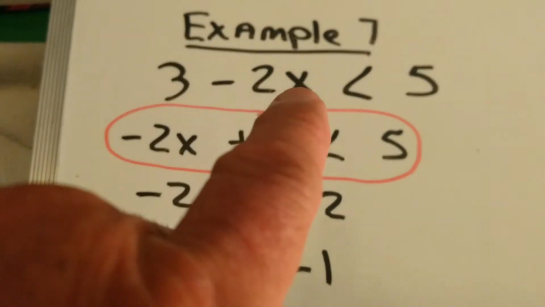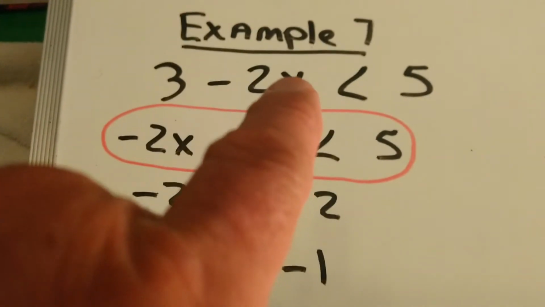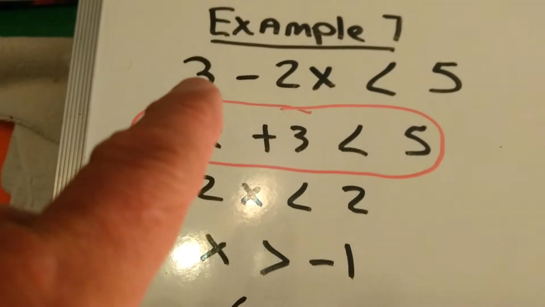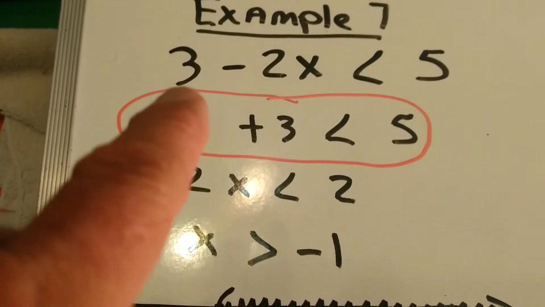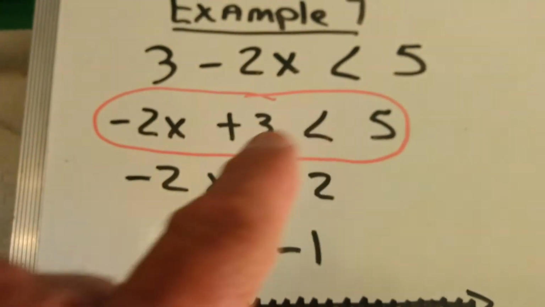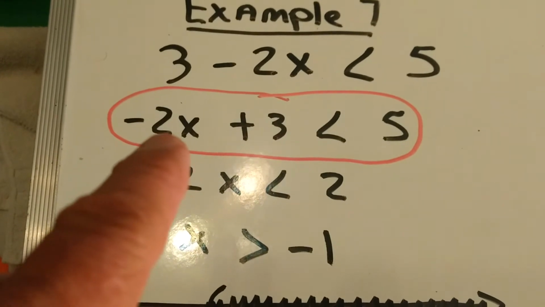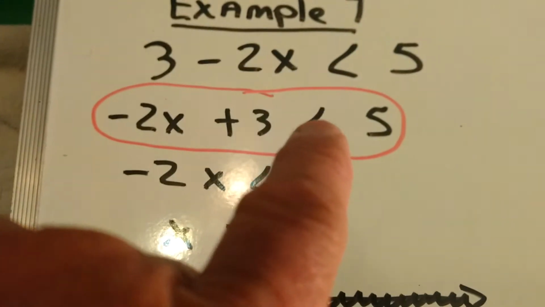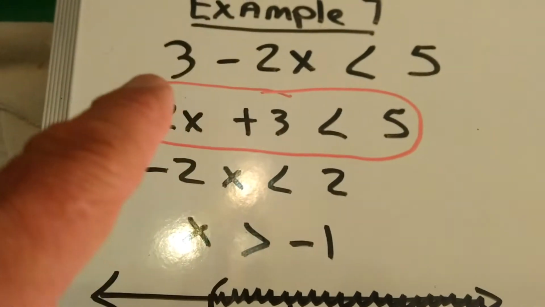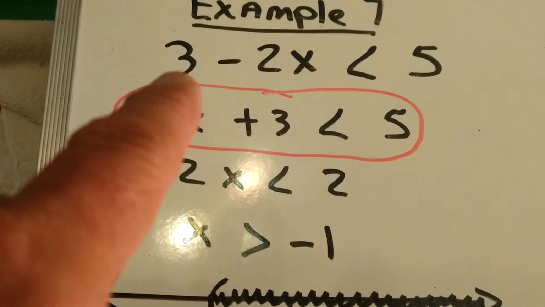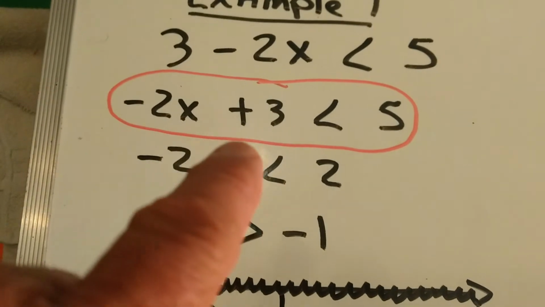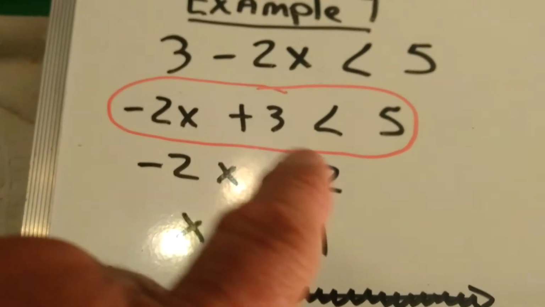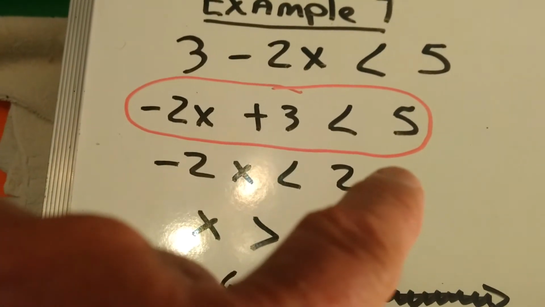So what I did here was I just rearranged it. I moved the negative 2x out in front, the positive 3 out to the back. So this 3 minus 2x less than 5 is the same thing as negative 2x plus 3 less than 5. No sign in front means a positive. That's the reason it's a plus. Now I'm in two-step form. If you look at this, my two steps are subtract the 3 over, divide by the negative 2.